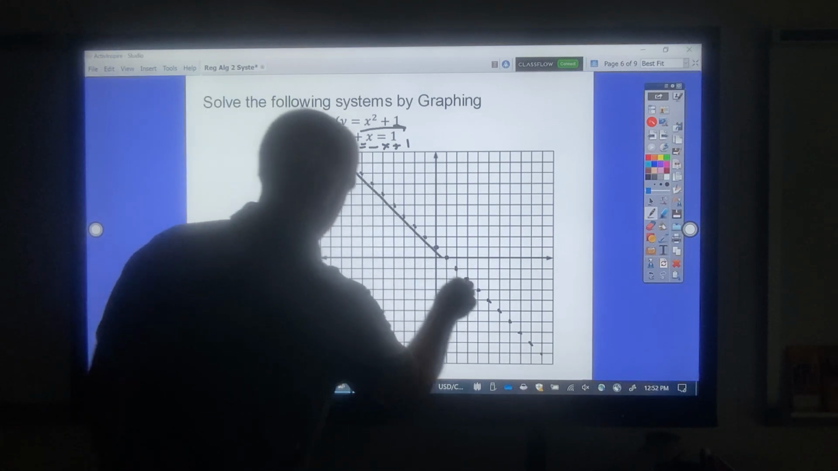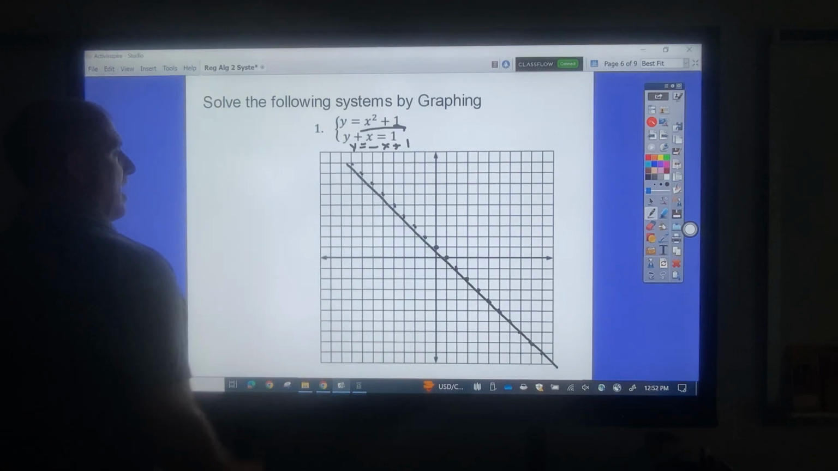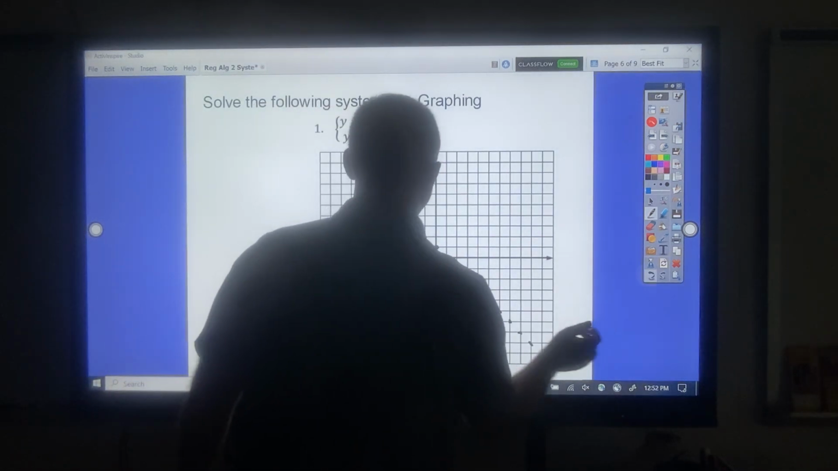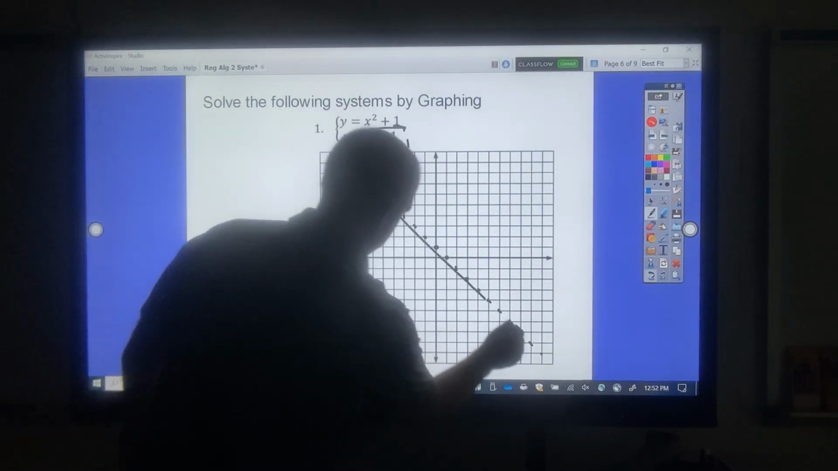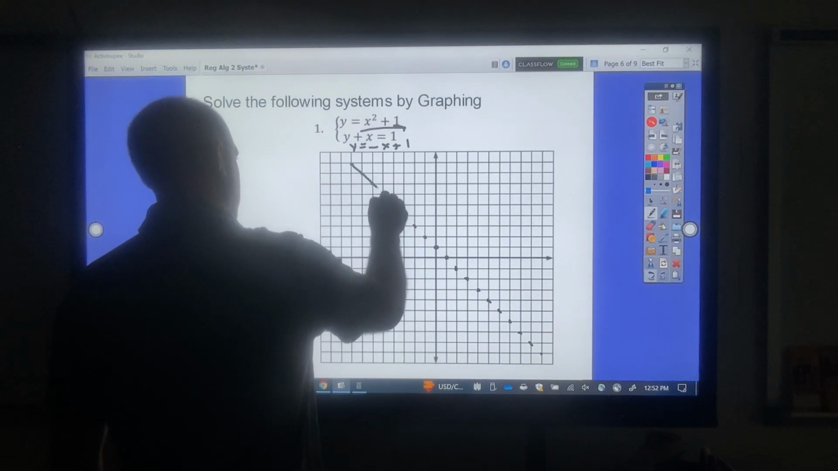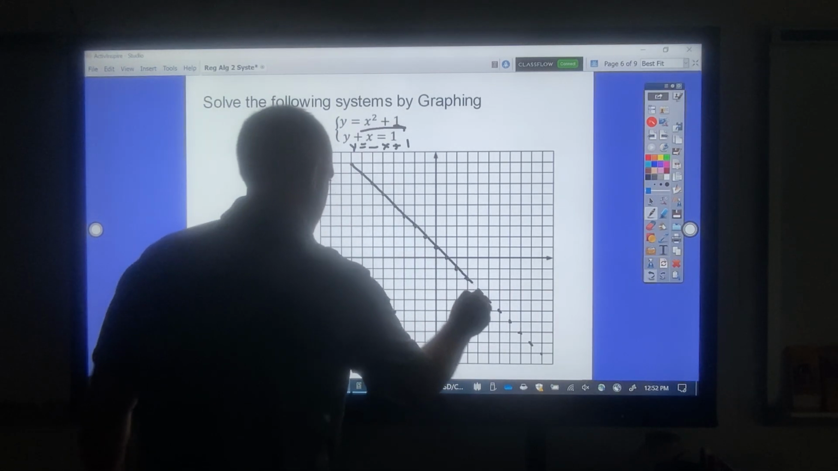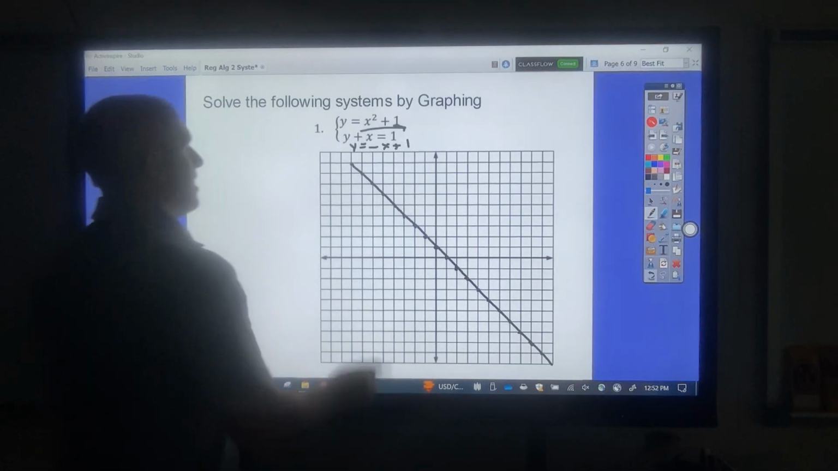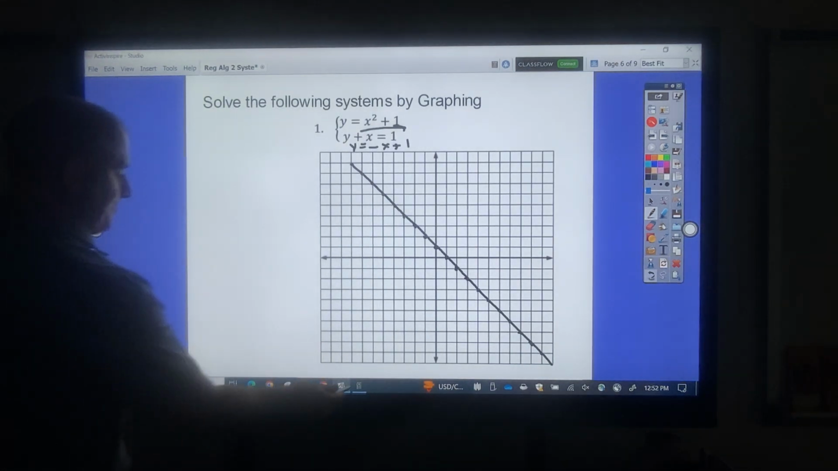All right, and then I graph x squared. Oh, very good line. That's bad. I don't know why the marker's not working. That's weird. Okay, then I have to graph x squared plus 1.